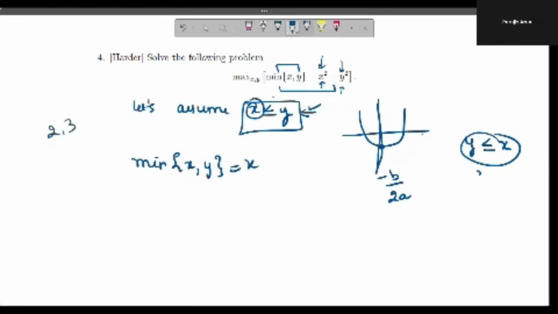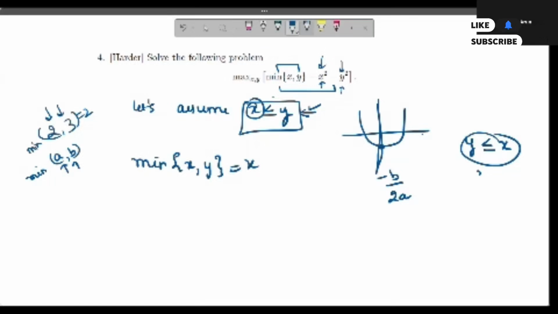If I have 2 comma 3, the minimum of 2 comma 3 is 2. But for that, if it is arbitrary, I need to know which one is lesser. Without that condition, I would not be able to solve it. So you need to assume that, let's say, x is lesser than or equal to y.